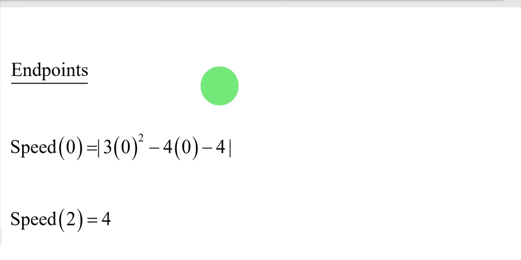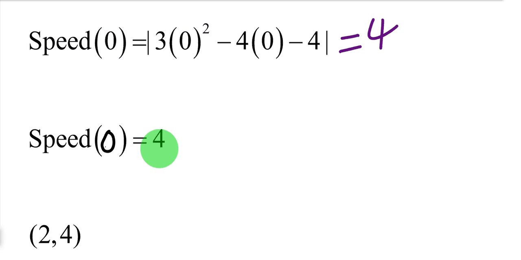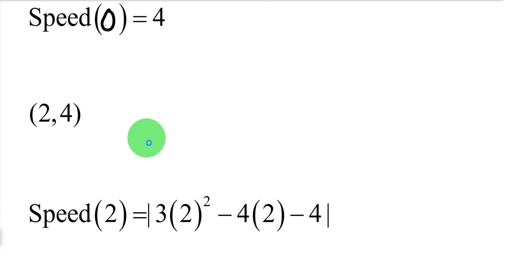We need to find the endpoints, right? Because that's where an absolute maximum can occur, right? Absolute maximum occurs at critical points or endpoints. So let's plug in 0, which is one endpoint, and we're going to get a speed equal to 4. So this should say, I apologize for that. Let me fix this. Okay, so initial speed is 4, which makes sense, right? Because initial velocity is negative 4. So the first point is 0, 4.